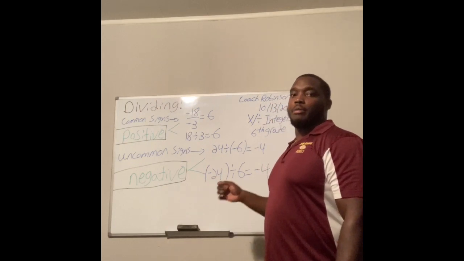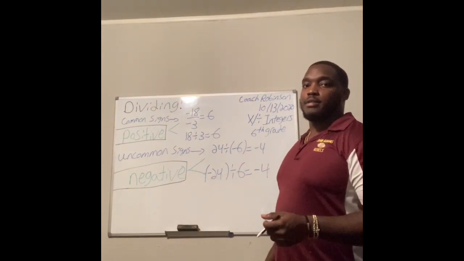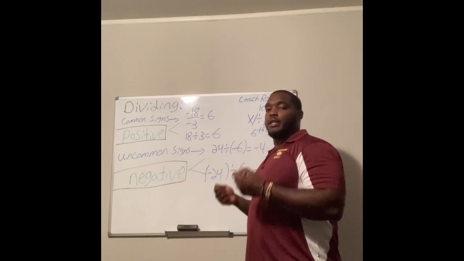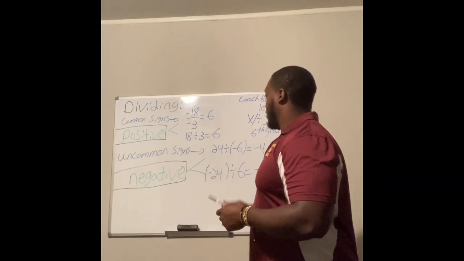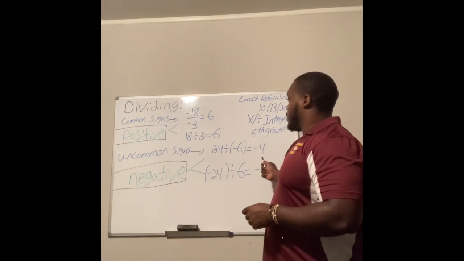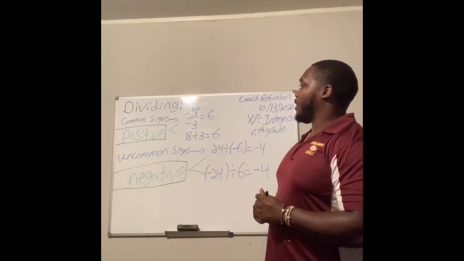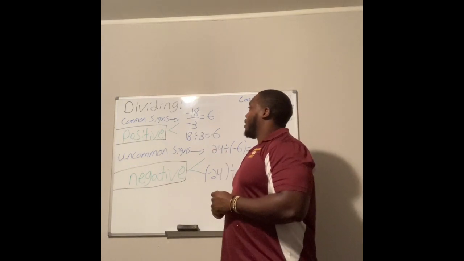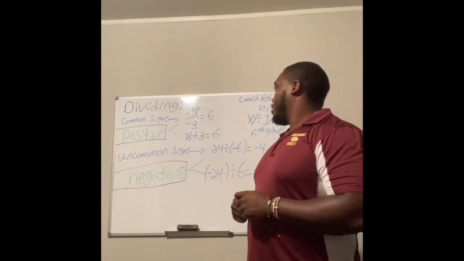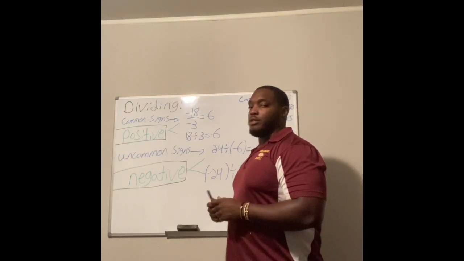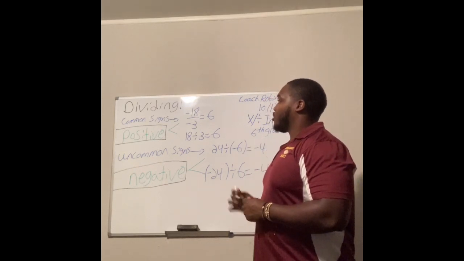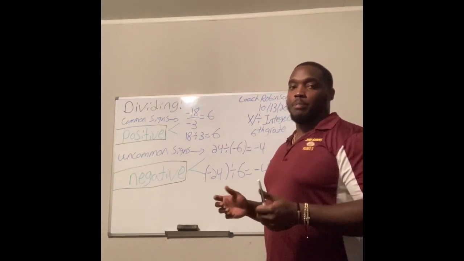Two uncommon integers, meaning a positive and a negative integer, will always give you a negative result. Dividing a positive integer by a negative integer will always give you a negative result. Dividing two negative integers will always give you a positive result. And of course, two positive integers will always give you a positive result. If you work on these principles, you can't mess up at all.